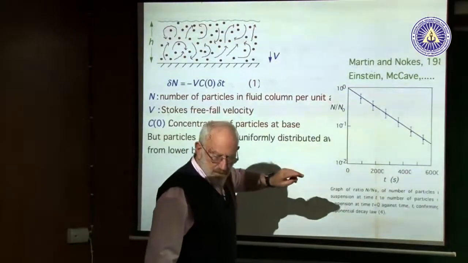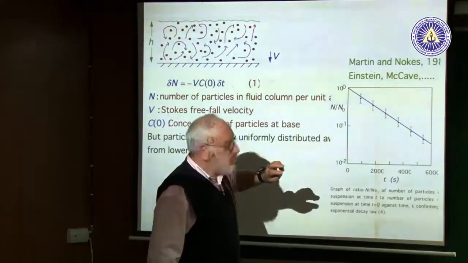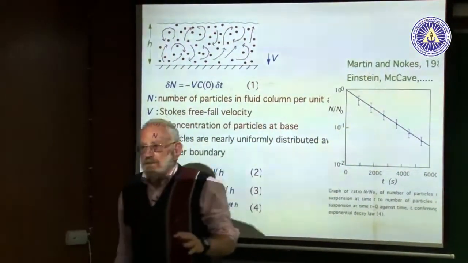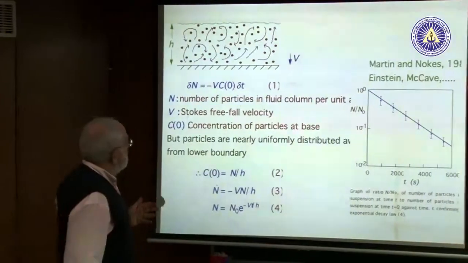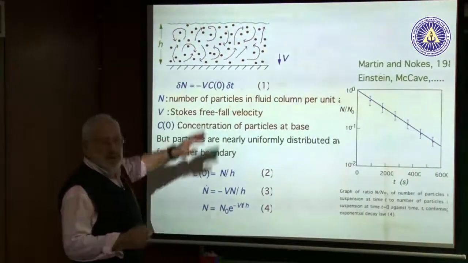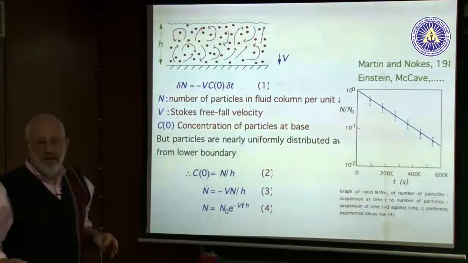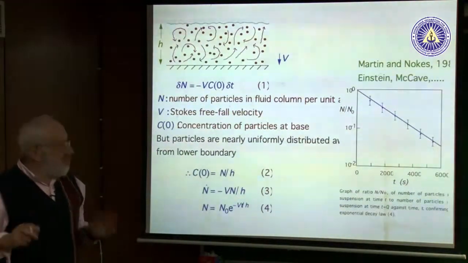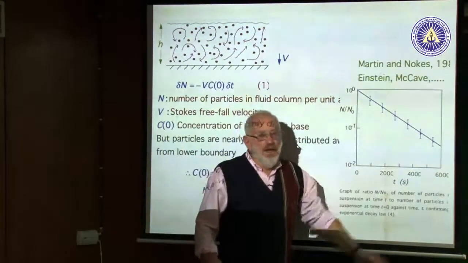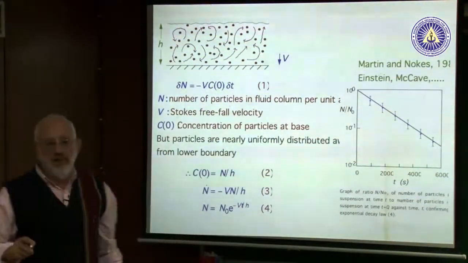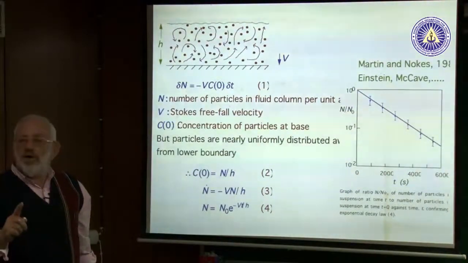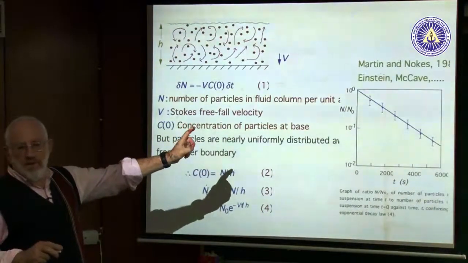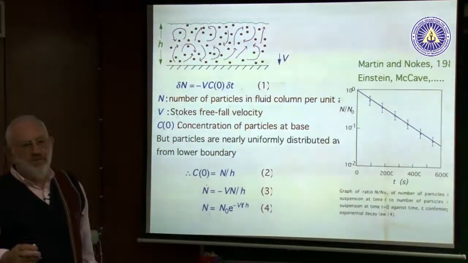Okay? Einstein did something like this. I've forgotten McCabe's first name. Well, Nick McCabe. And then Martin and Noakes looked at this very seriously, and what they did is they set up a situation like this, mixed the particles, and took photographs at different times, and then counted the number of particles. That's not quite true, because one of these was a professor and one was a student. Guess who did the counting? Of course, the professor.